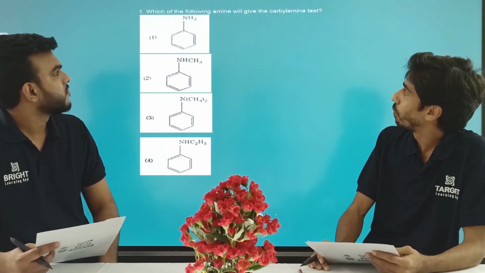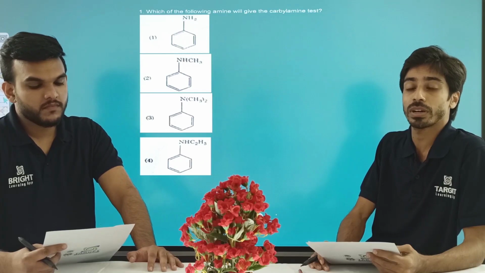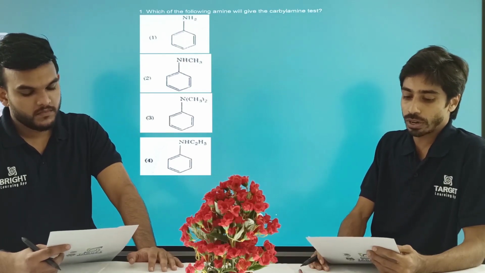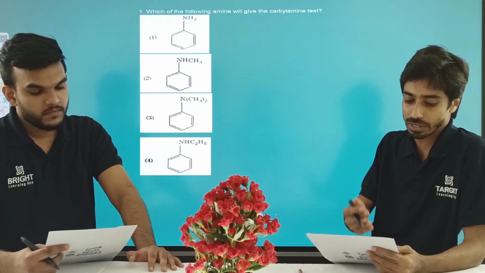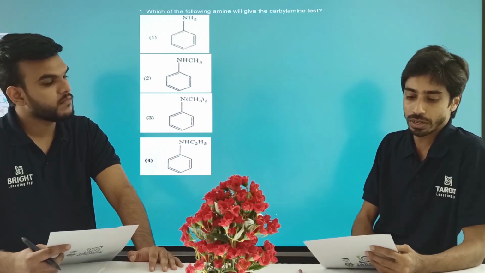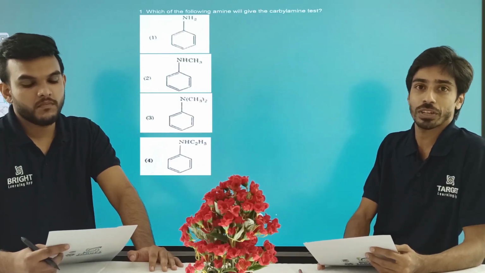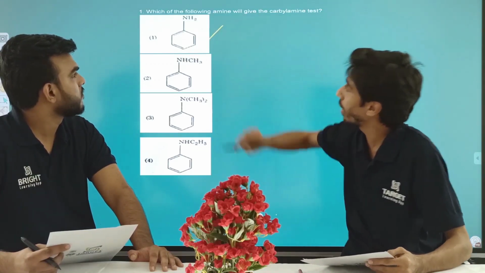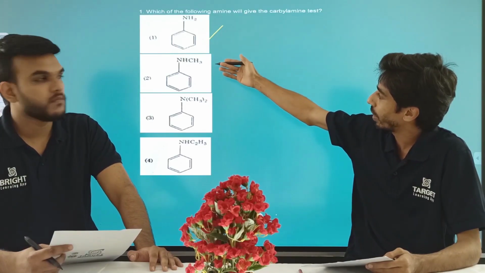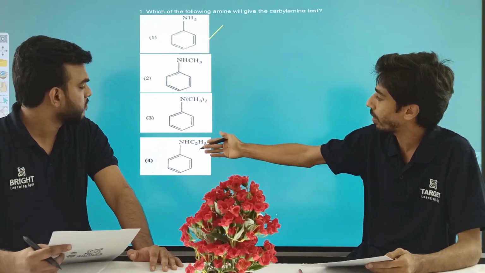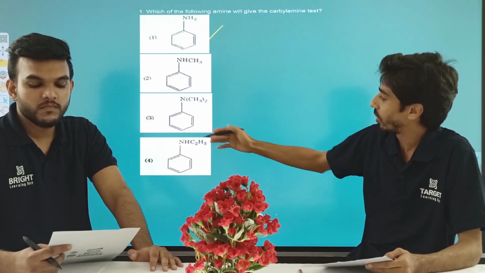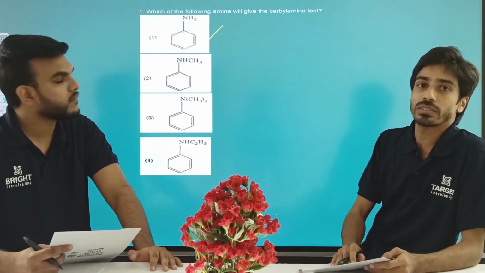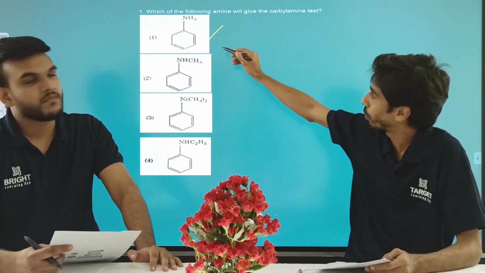The question is: which of the following amines will give the carbylamine test? The first question was related to organic chemistry, and it comes from the chapter amines. You have primary amines, secondary amines, and tertiary amines given in the options, and you know that the carbylamine reaction is answered by primary amines. If you go for option 1, this is your primary amine. The second one is a secondary amine, then you have a tertiary amine, and again a secondary amine. Sorry, it's a tertiary amine. So only primary amines will answer the carbylamine reaction. So the answer will be option 1.